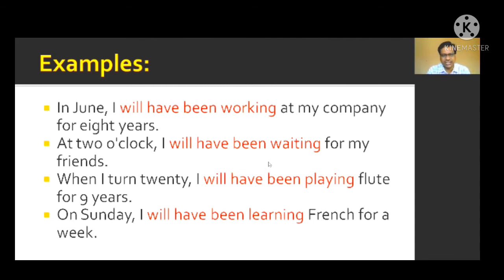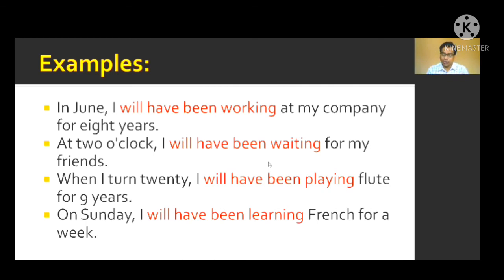Then you have the last sentence on the board. On Sunday, I will have been learning French for a week. It means last Sunday I started the action of learning French, and coming Sunday I am going to complete 1 week of my preparation or the process of learning the French language. That's why I say like this. On Sunday, I will have been learning French for a week, right? So the action of learning already started few days back. Now it is Tuesday. On the coming Sunday, I will complete 1 week of my learning.